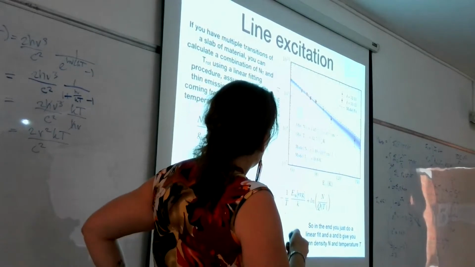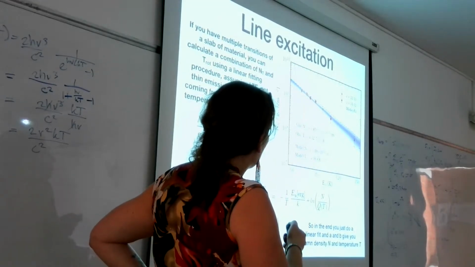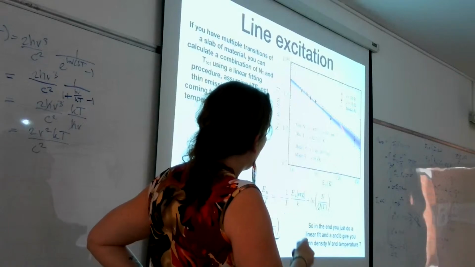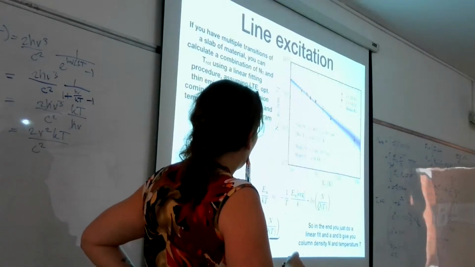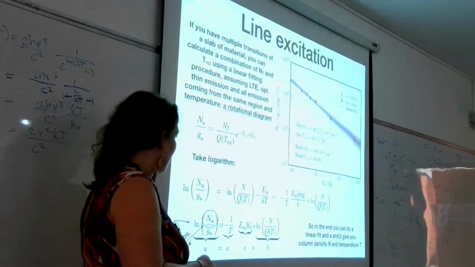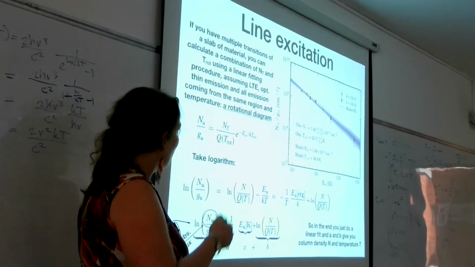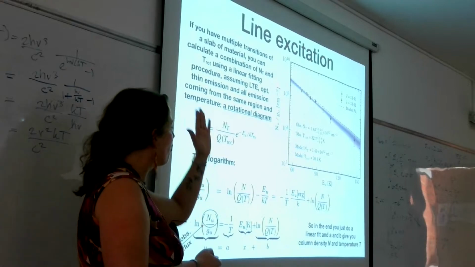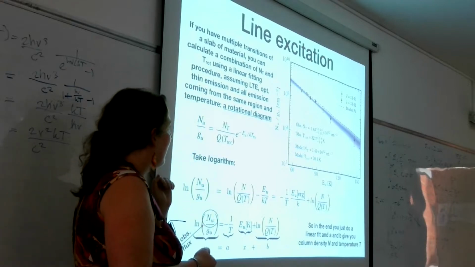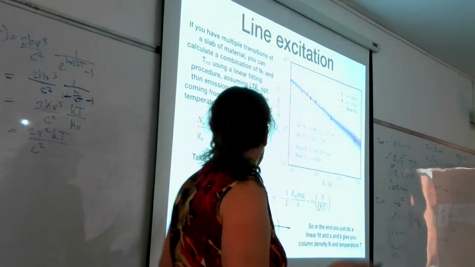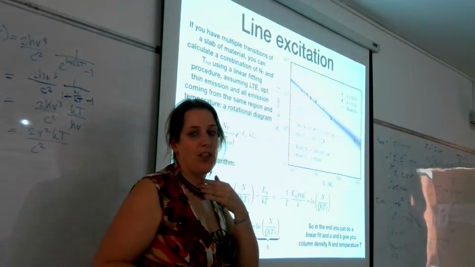So say in this case they have a bunch of different transitions measured, all the different energy levels, they fit a line through this, and then the slope of that line gives you the inverse of the temperature, and the constant of that line, the offset, gives you the total column. This is how a lot of these calculations are being done.